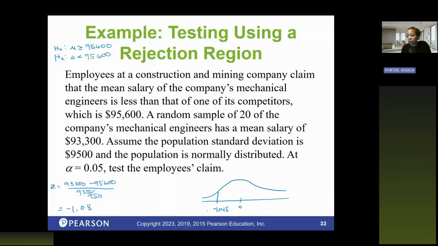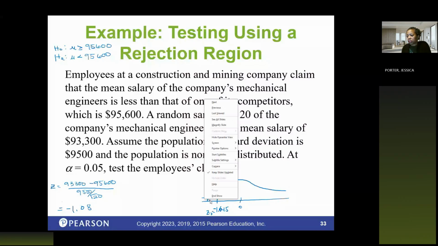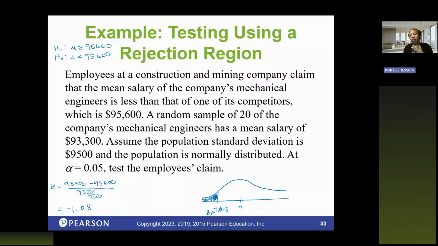Where is negative 1.08? Where is negative 1.08 on this number line? Imagine this is a number line. Where would it fall? To the left or to the right of my Z critical value? Yeah, it's going to be on the right. So I'm like right here, right? Negative 1.08.